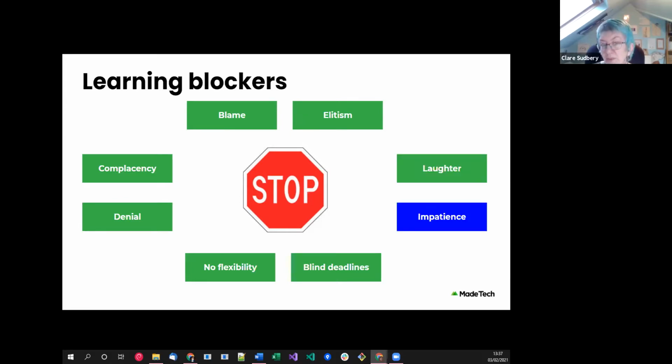And when you're impatient with people for not knowing things or for moving slowly because of their learning, that inhibits learning. It makes people self-conscious. It creates a psychologically unsafe environment. It's not good.